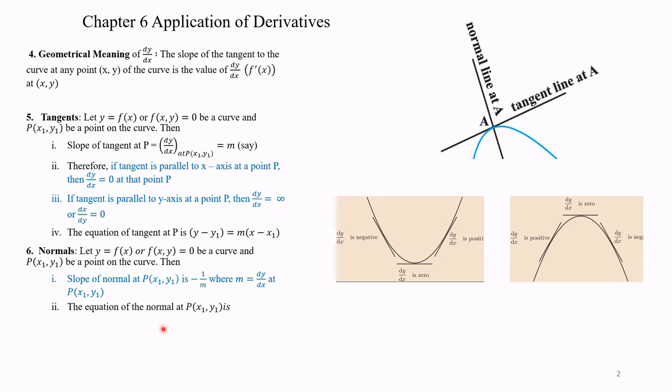Therefore, the equation of the normal at P(x1, y1) is y minus y1 is equal to minus 1 by m into x minus x1. This minus 1 by m is the slope of the normal. The normal is the perpendicular line. So you have to remember these two cases, that is, the equation of the tangent and the equation of the normal, as they will be asked in the numerical problems. You have to remember it.